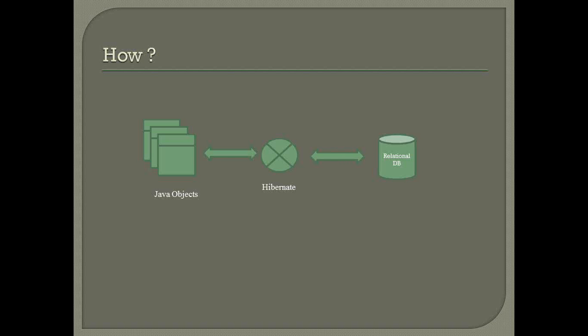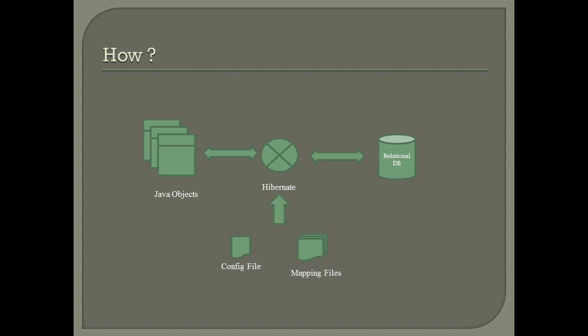Hibernate sits in between your relational database and your Java objects, providing the mapping features, database connectivity, concurrency, and all those features which we spoke about. And how does Hibernate do this? Obviously, it does it with the help of configuration files which you provide to Hibernate. So this is a very, very high level view of how Hibernate works, and now we'll get into details of each of these parts.